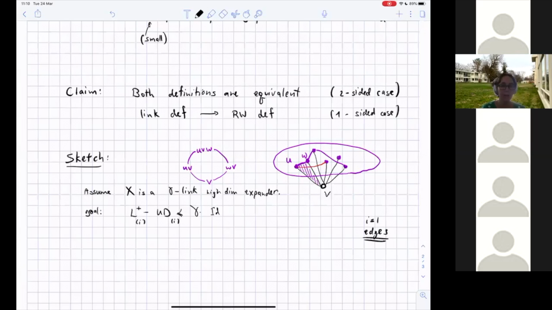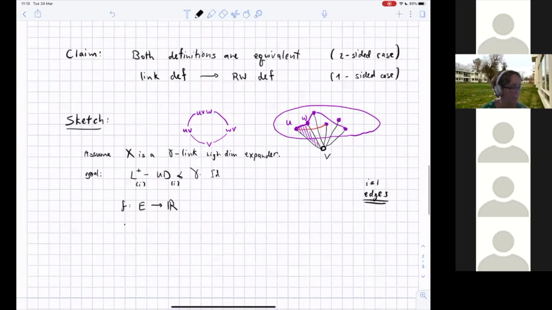So I take any function on the edges. For any f from the edges to the real numbers, I need to prove that f inner product L plus f minus f inner product UDf is less than gamma. This is an operator that works on functions on the edges, and this is also an operator that works on functions on the edges, so writing this makes sense. I want to show that these two inner products are always less than gamma. This is my goal.